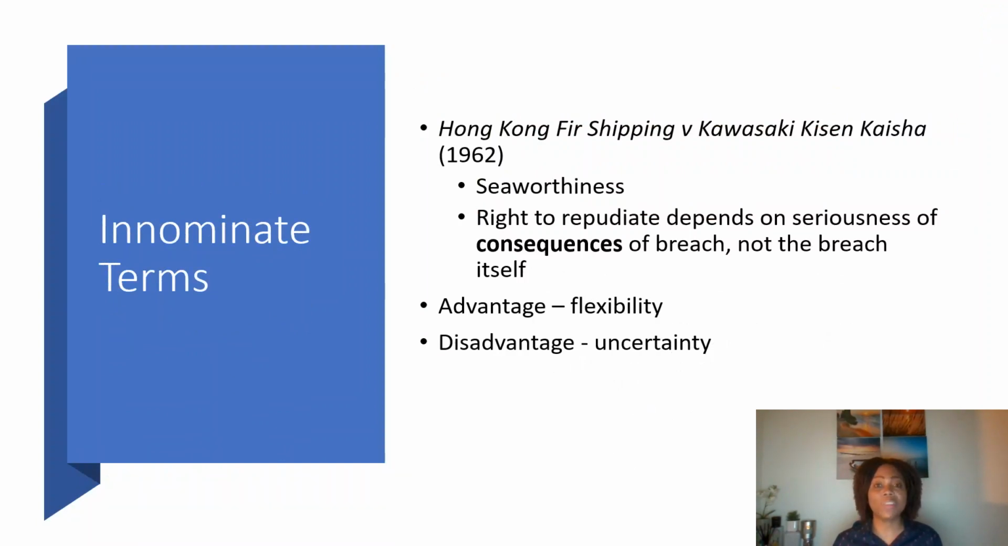And we also have another category, innominate terms. This came through in the case of Hong Kong Fir Shipping v. Kawasaki. And the issue here is that when it comes to innominate terms, the right to repudiate depends on the seriousness of the consequences of the breach and not on the breach itself. One advantage of this is flexibility for the courts, but a clear disadvantage is that it will create uncertainty.